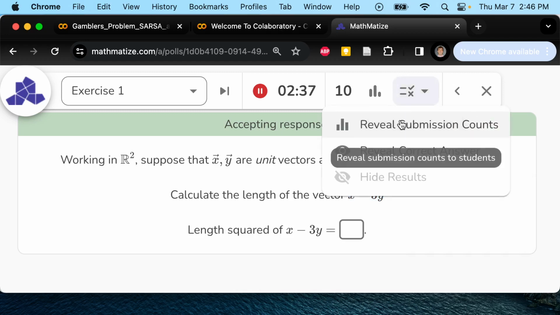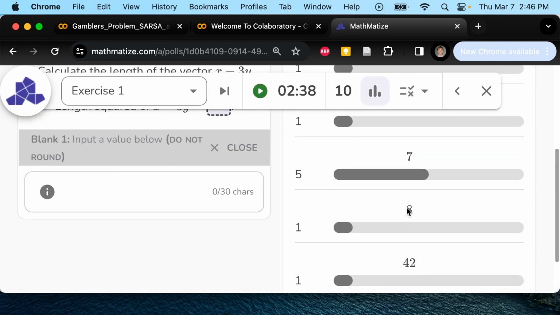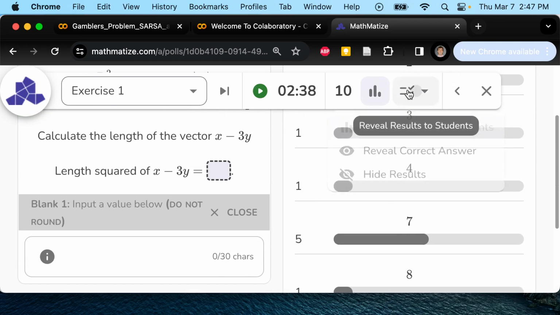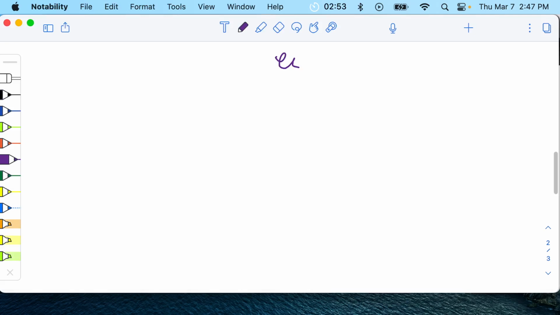And let's see what you said. Reveal counts: 2, 3, 4, 7. 5 people said 7, so out of 10 people, 5 people said 7. 7 is the right answer. So if you said 7, you probably remember how this stuff works. If you have a different number, then let me refresh your memory on how these things work.